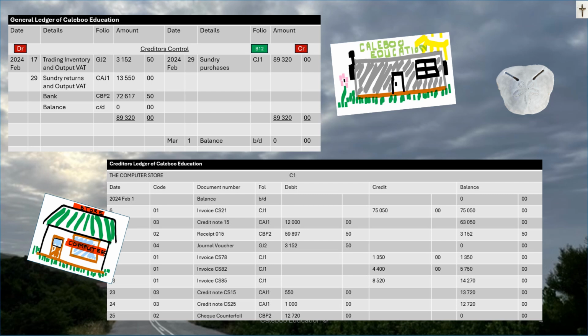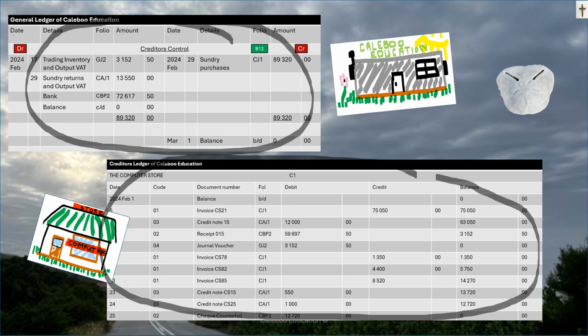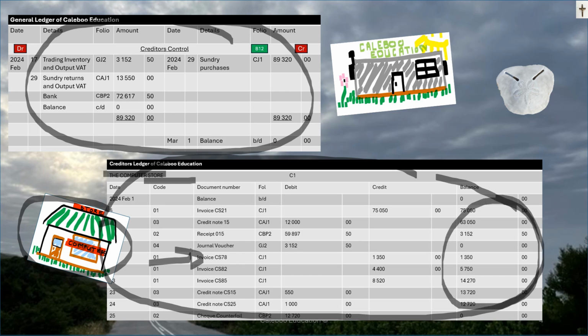This is just an illustration of where we're going. We're going to do the control account in the general ledger, but first we are going to do the account of the computer store in the creditors ledger of Calibu Education. All the transactions relating to the computer store are going to be taken on a daily basis into this account of the computer store, and we will keep a running balance. Every day, or after every transaction, the balance will change of what we owe the computer store.